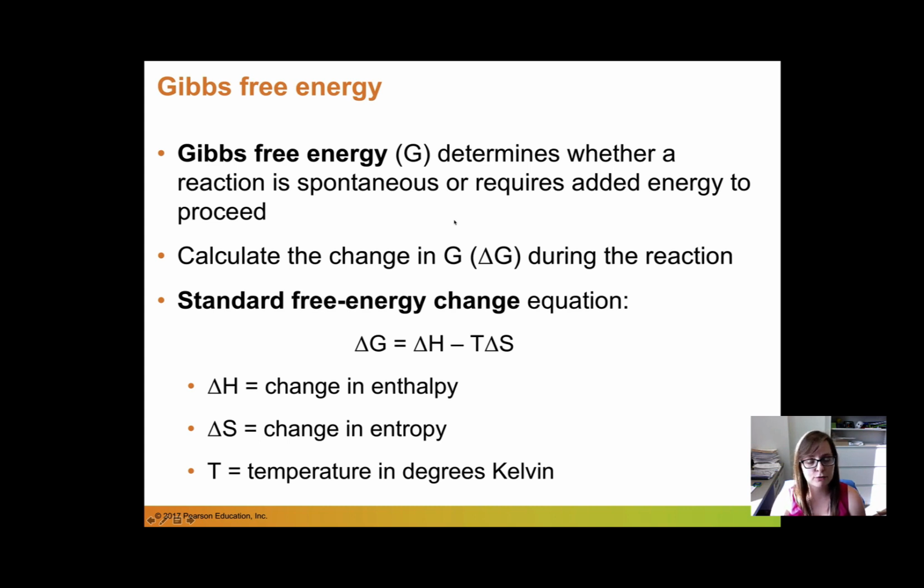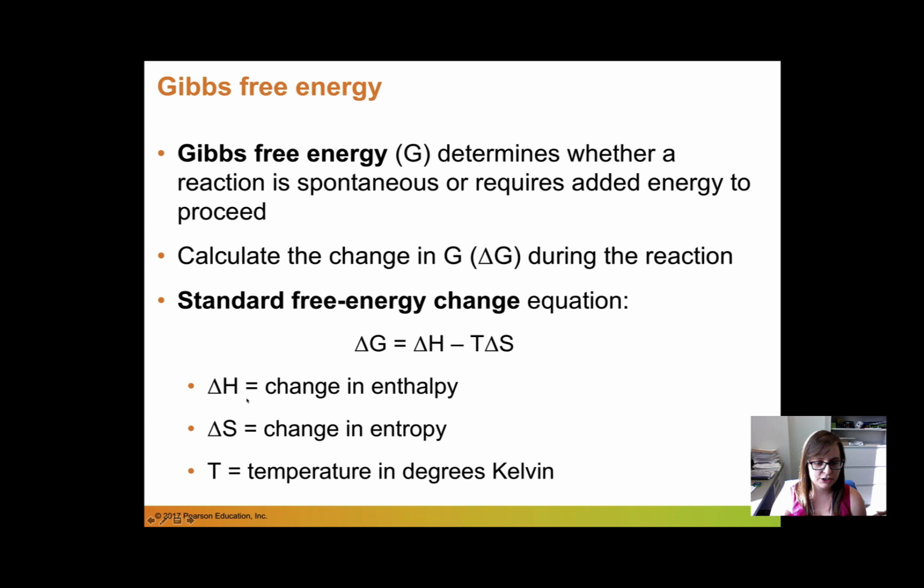Now we have a mathematical formula that describes how these things, potential energy and the disorder of a system, will influence whether a reaction is spontaneous. And we talk about that in terms of Gibbs free energy. And Gibbs free energy determines whether or not a reaction will be spontaneous or whether you have to put energy in. And so we calculate the delta G, or the change in free energy, during a reaction. And the standard free energy equation is delta G equals delta H minus T delta S. Okay, so what do those terms mean?